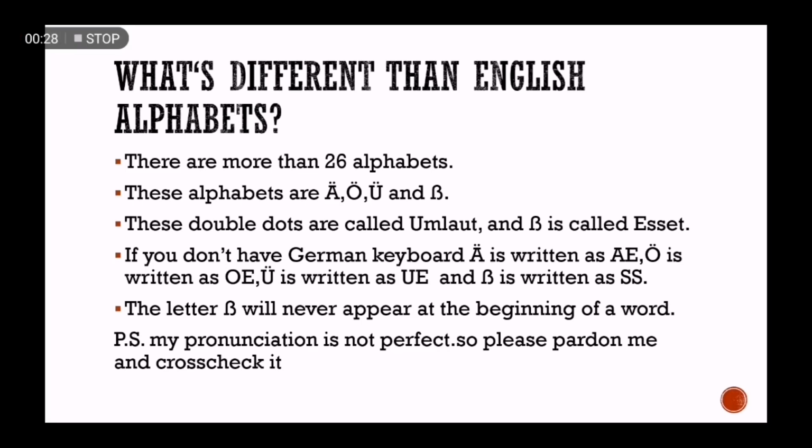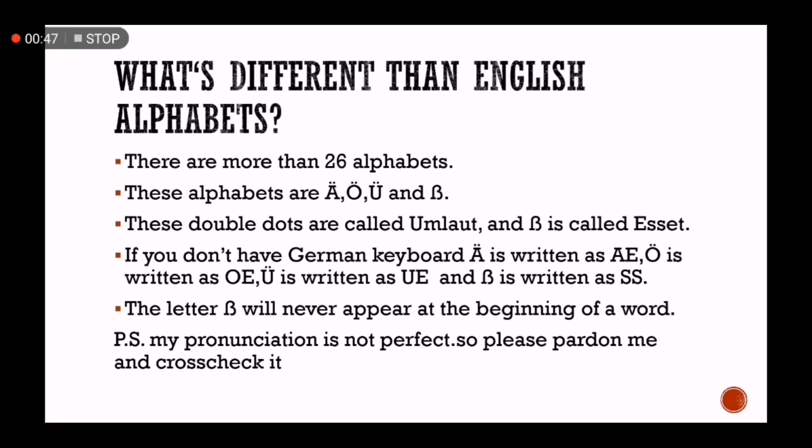If you don't have a German keyboard, A double dot or A umlaut is written as AE, O umlaut is written as OE, U umlaut is written as UE, and eszett is written as double S. The letter eszett will never appear at the beginning of a word.